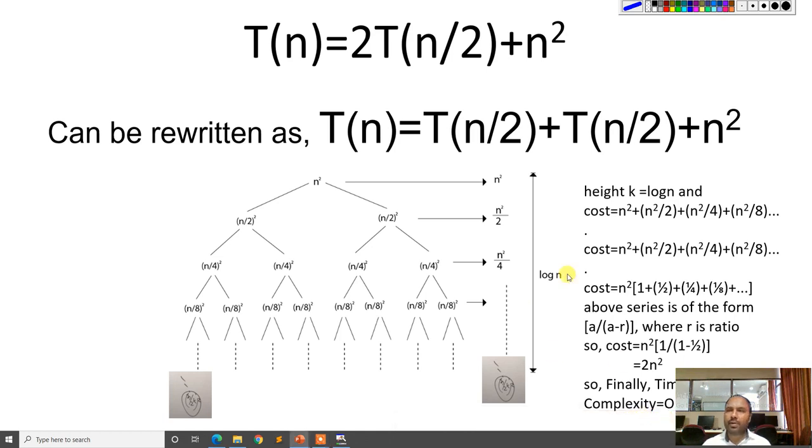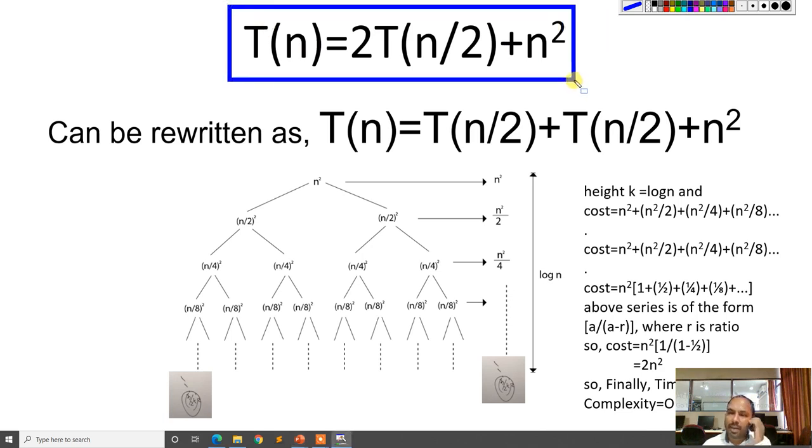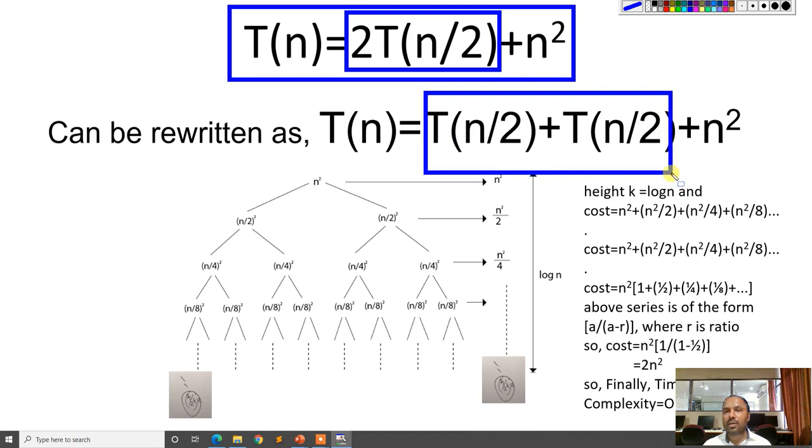Now let us take one example where the cost at each level will be different. So here in this particular recurrence equation, the recurrence equation is T of n is equal to 2T of n by 2 plus n square, right? So now this 2T of n by 2, right? So here 2 is there, means we can have a left child and we can have a right child. The 2T of n by 2 can be rewritten as like this, T of n by 2 plus T of n by 2, right? Plus n square.